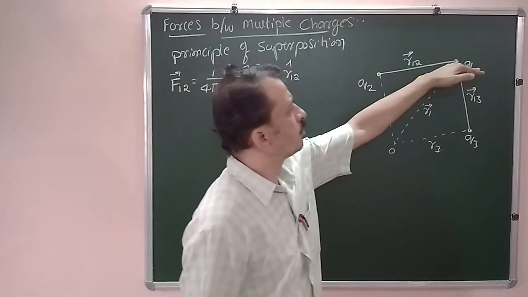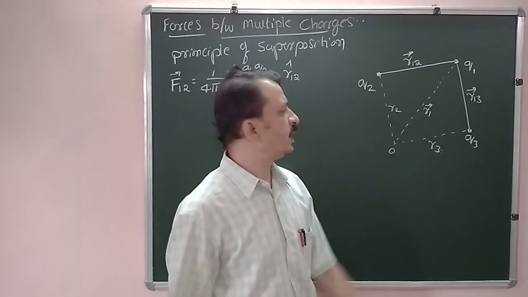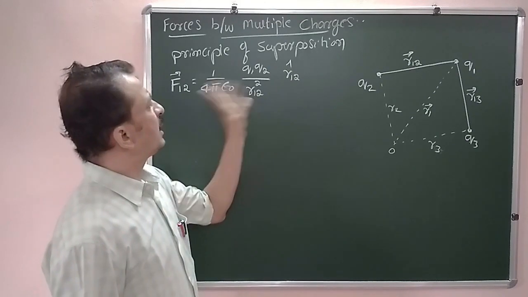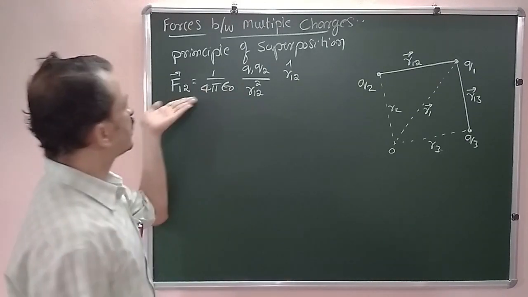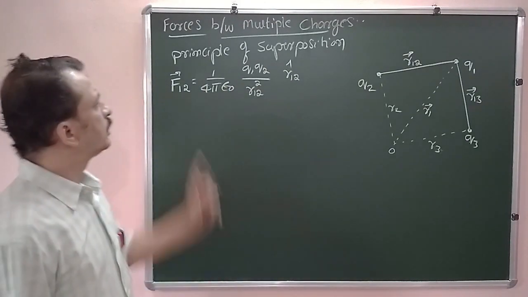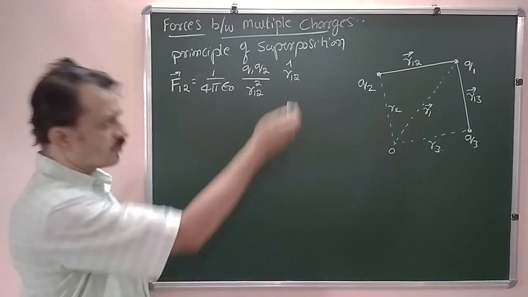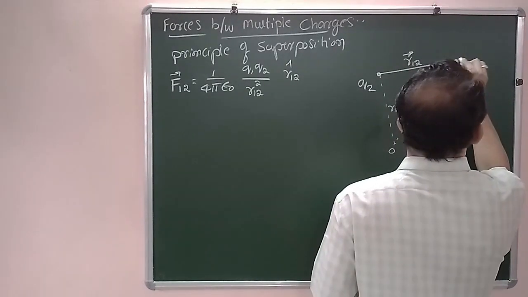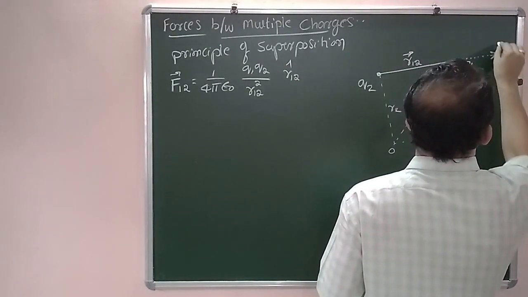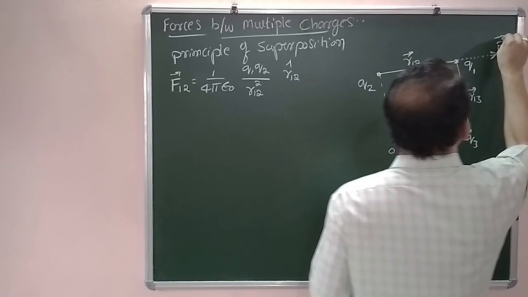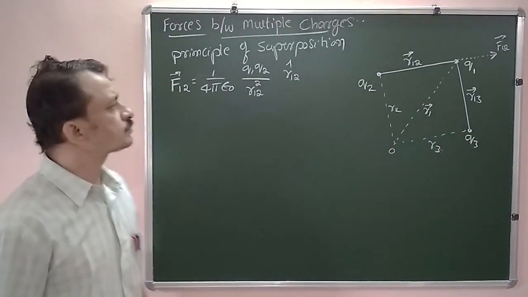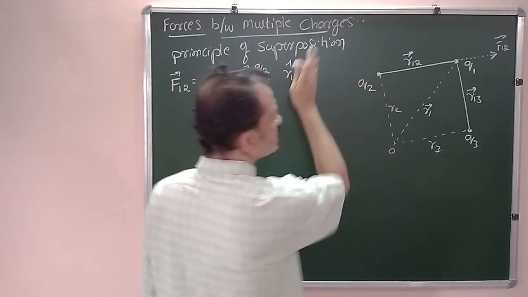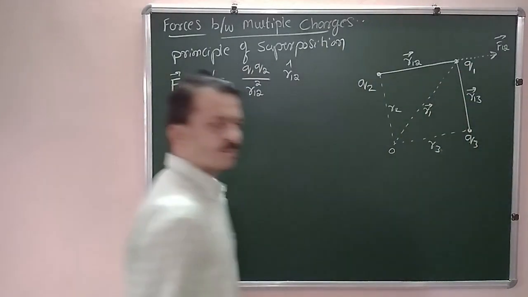That means first we are considering the 2 charges only. Assume that there is no third charge. Then by applying just Coulomb's law, we get the force between them. Now what is the direction of the force? If you consider all are having the same kind of charges, it is obviously repulsive. The force is F12 along that direction. Now let us assume that Q2 is not there, only Q1 and Q3 are there.